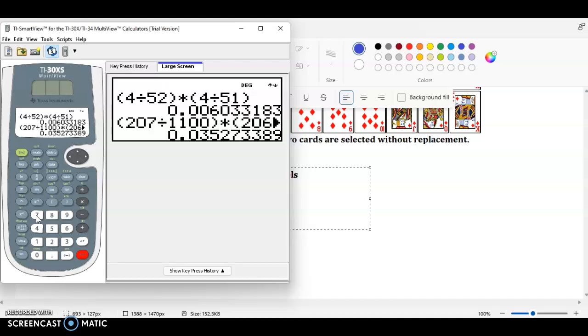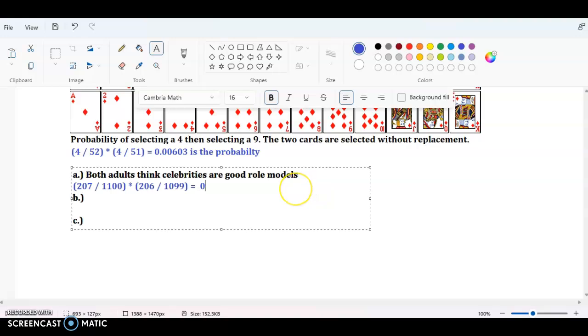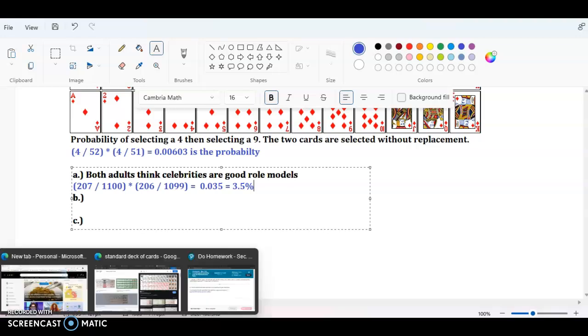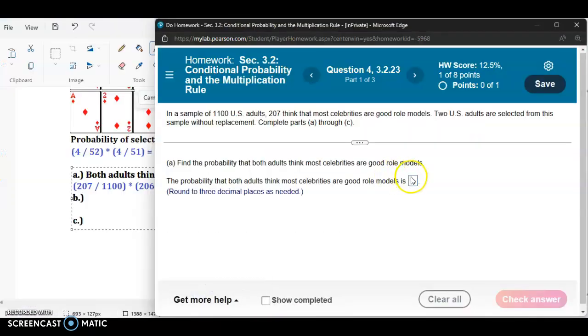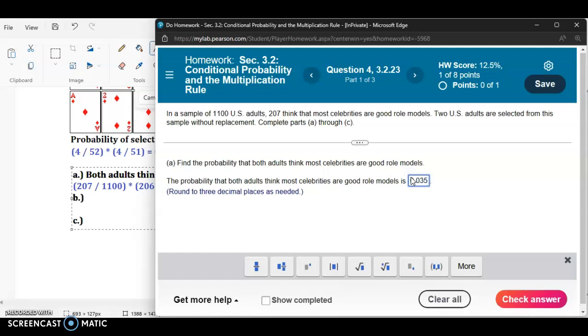Okay, so to 3 decimal places, that's 0.035. All right, and if you'd like to, you can convert that into a percentage. So to go from a decimal to a percent, you move the decimal point 2 places to the right. So it's about a 3.5% chance that if we select 2 adults without replacement from the sample of 1,100 adults, we're going to get 2 adults who believe celebrities are good role models. So let's go ahead and input our answer. We're going to input it as a decimal, so 0.035.